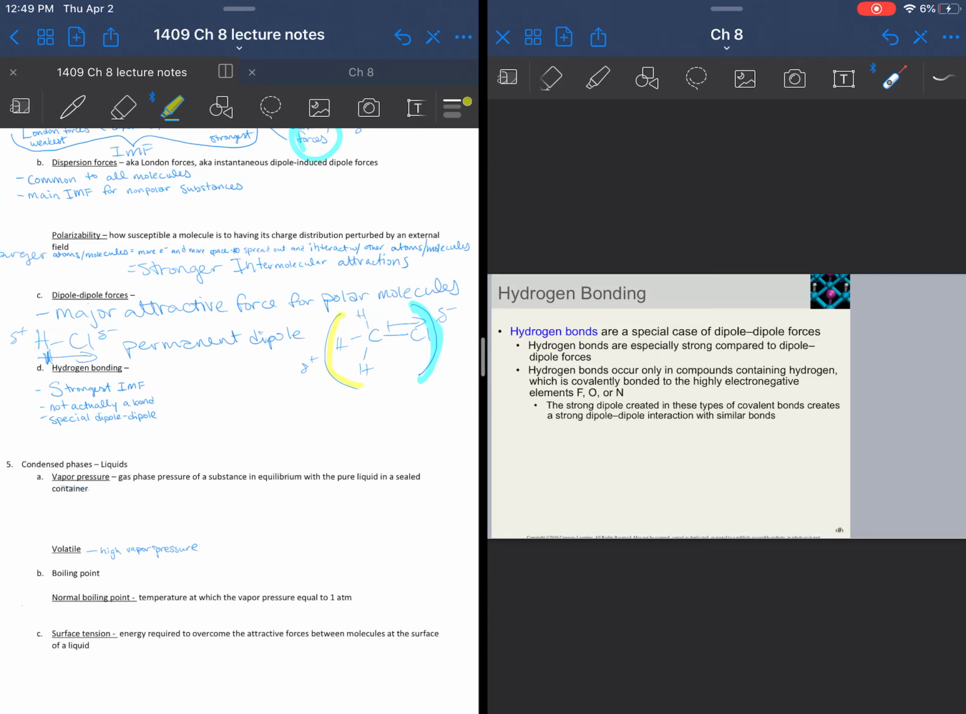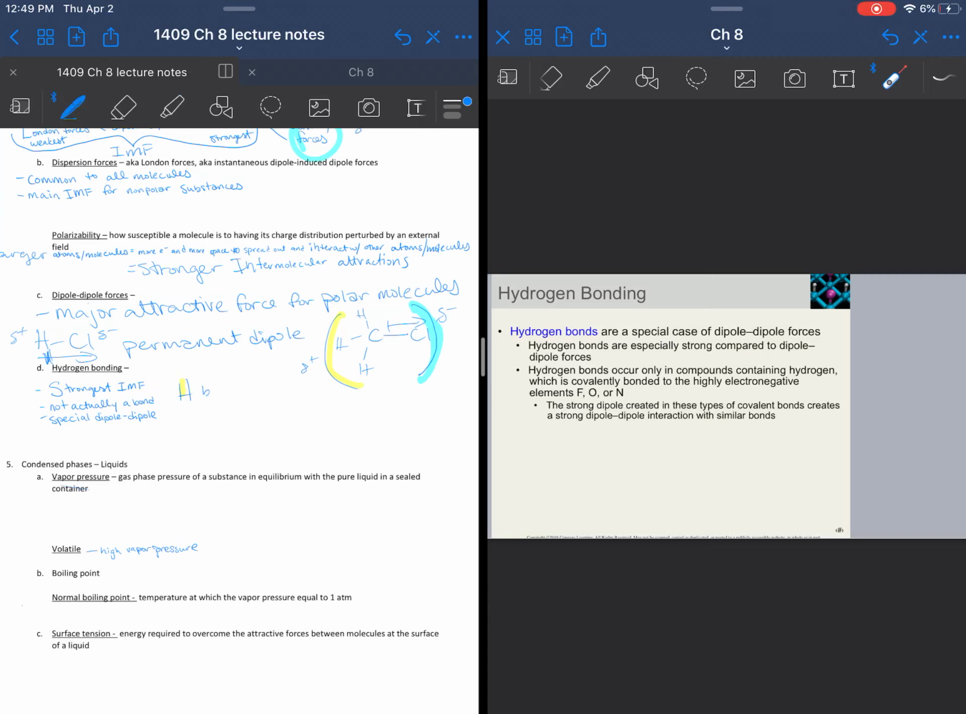Before we do any more comparisons, I want to go into the last intermolecular force covered in this chapter, and that's hydrogen bonding. There's a few things to note here. It's the strongest of the three. It is not actually a bond. It's still just an intermolecular force, so the name is a little bit misleading. And it really is just a dipole-dipole interaction, but it's a special dipole-dipole interaction.